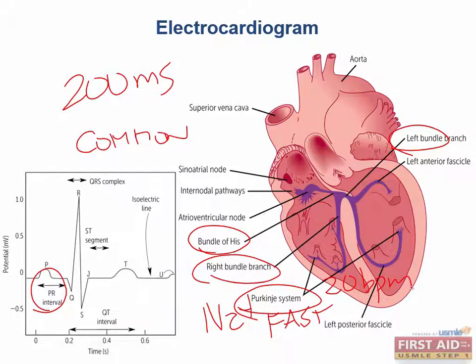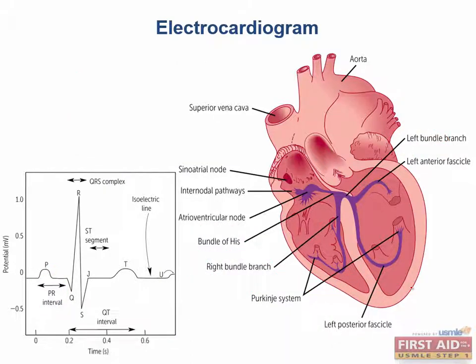So all of the cells of the conduction system, the SA node, the AV node, the bundle of His, the Purkinje fibers, all of them have the ability to spontaneously depolarize. So I'm kind of giving you some confusing information, right? How can the Purkinje fibers act as pacemaker cells, but also be the fastest conductors in the heart?